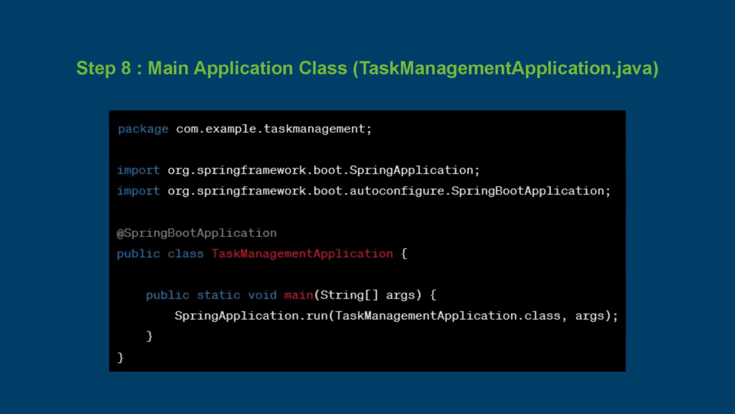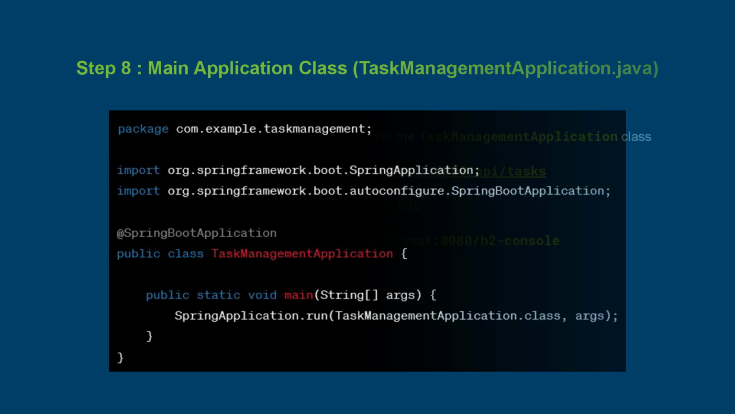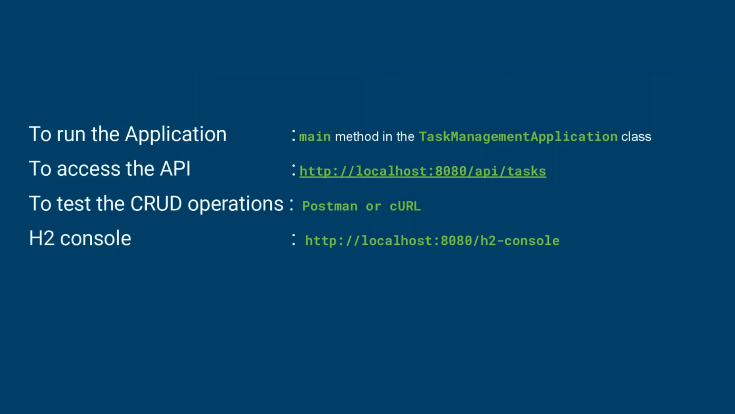Step 8. Main Application Class, TaskManagementApplication.java. This class contains the main method to start the Spring Boot application. This is the entry point to the Spring Boot application. To run the application, execute the main method in the TaskManagementApplication class. You can then access the API at http://localhost:8080/api/tasks. Use tools like Postman or curl to test the CRUD operations.